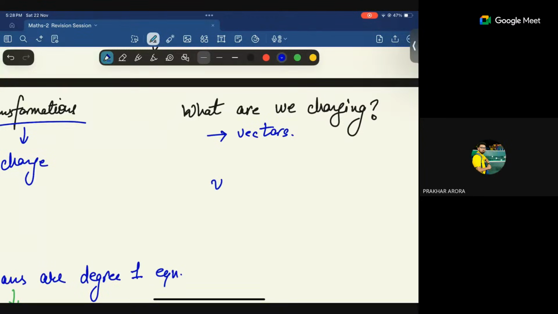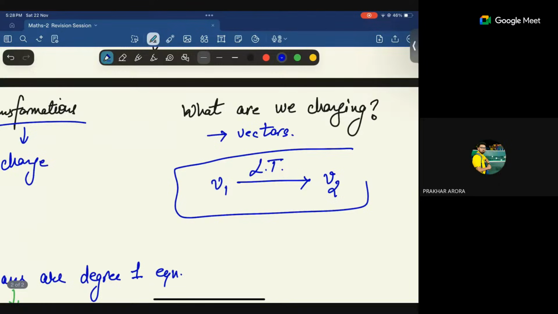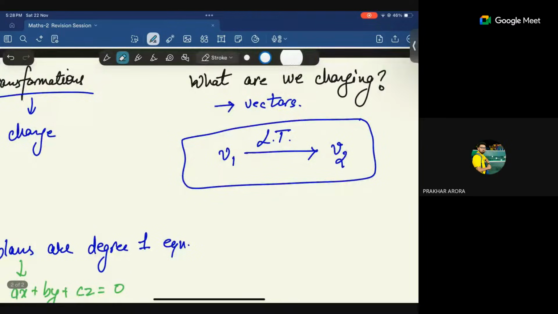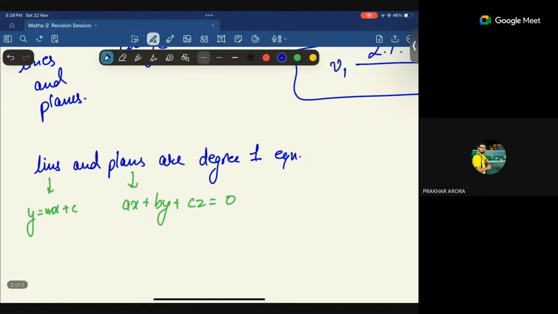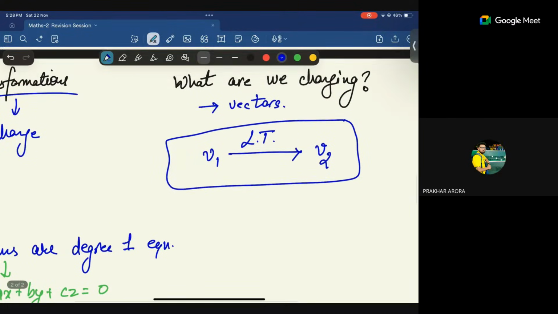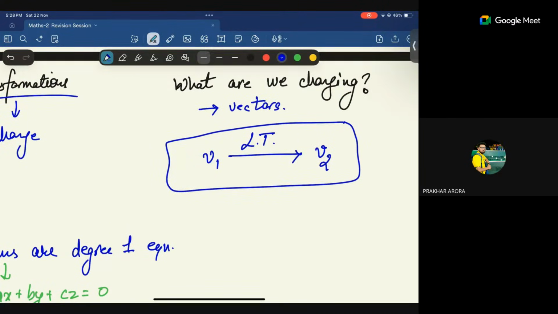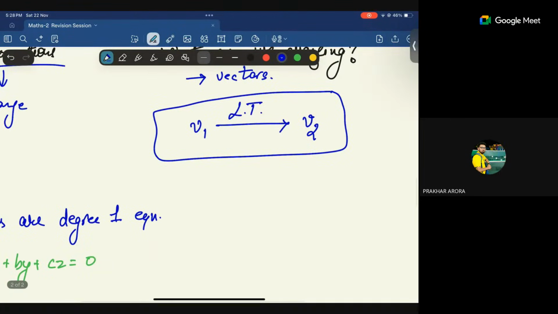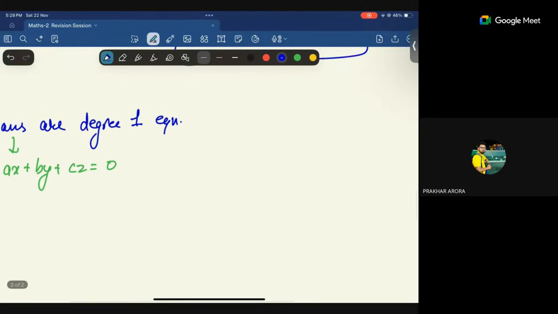The meaning is that I have a vector v1, and when I apply a linear transformation to it, it becomes vector v2. This is what a linear transformation is, and this is what transformation is, changing one thing to another. Why is it linear? Because the degrees remain, because this is lines and planes. So in linear transformation, we are changing one vector into another vector. This is the basic understanding that we need here. Now let us go into mathematics.